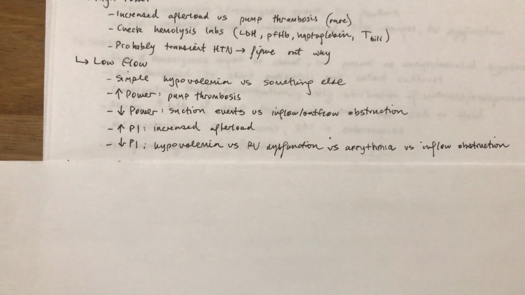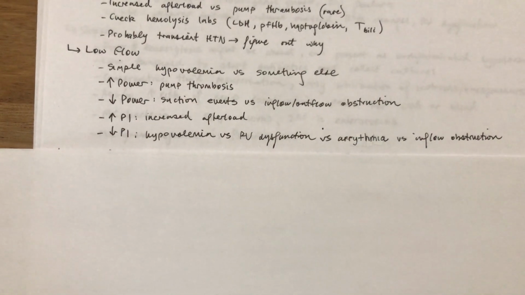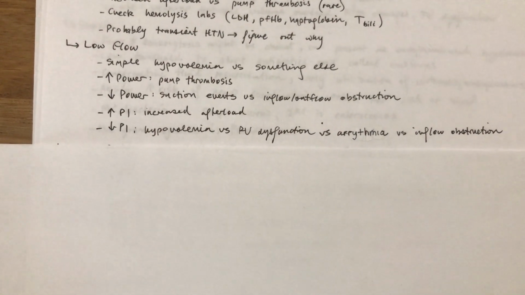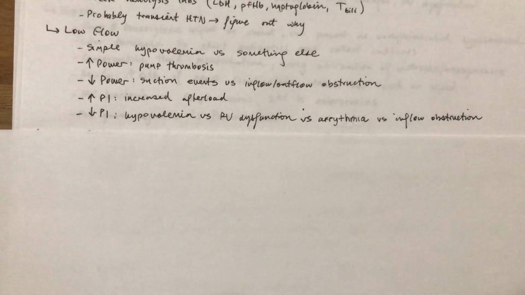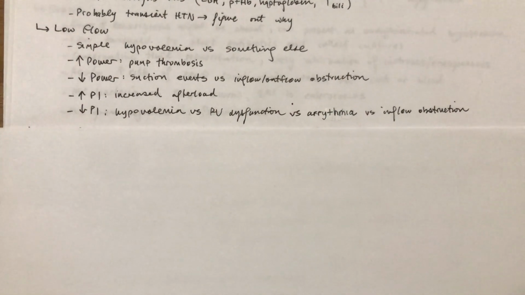The best way to deal with this is to give a bolus of fluids, see if they get better, right? If they don't get better after, say, 500 cc's, you probably need to investigate further. When you look at the device, depending on the power and PI, it can give you clues to what it is. I'm not going to go into it right now. Just know that if you have a low flow alarm and it's not simple hypovolemia, you're going to need to do a more extensive workup with labs, POCUS, chest X-ray, and also looking at the different VAD parameters in order to build your case.